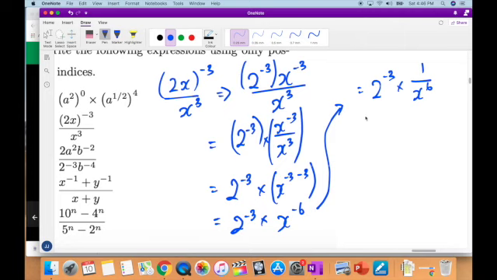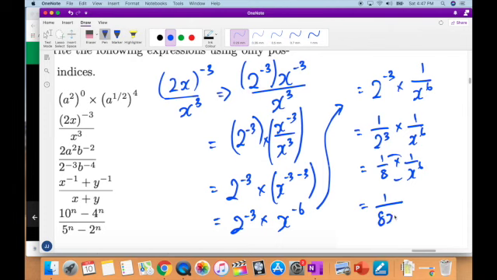But guess what? I could take this 2 to the power of negative 3 and say that that is actually 1 over 2 cubed multiplied by 1 over x to the 6. And that means this is 2 twos are 4, 2 fours are 8, so 1 over 8 times 1 over x to the 6. And I could just multiply my numerators and my denominators, which gives me 1 over 8x to the 6. How do you feel about that?